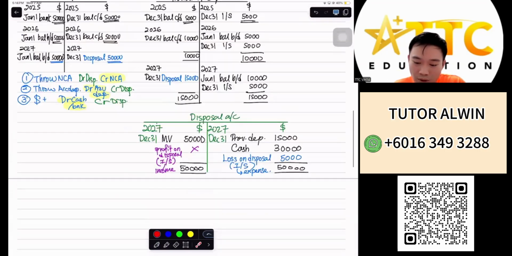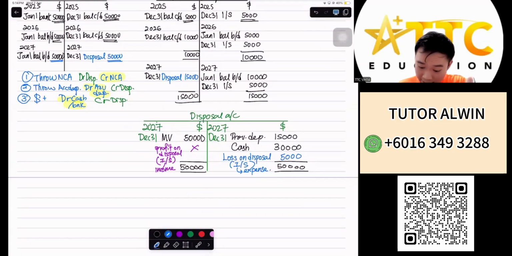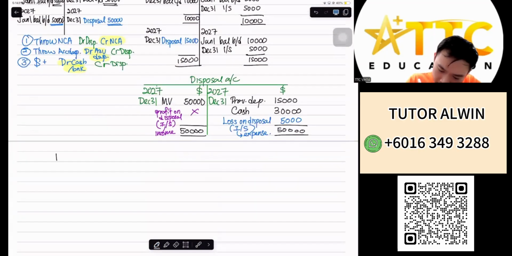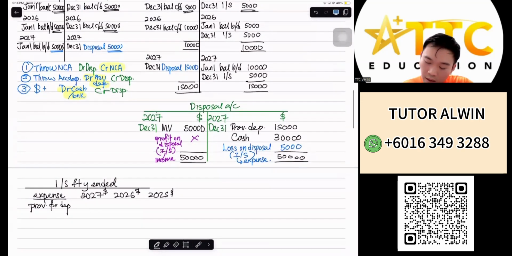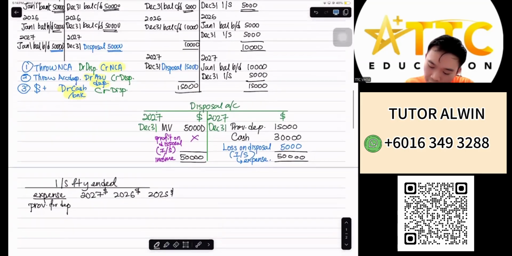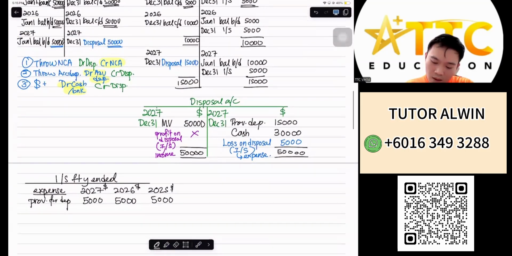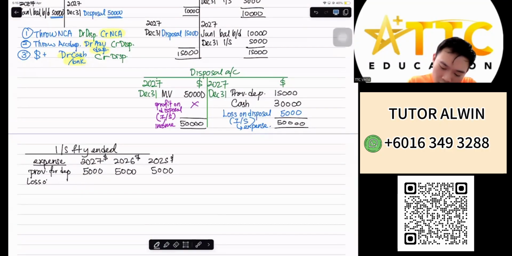So if I were to produce the income statement for all the years, it will look like this. Okay, income statement for the year ended. Well, everything is an expense. 2027, 2026, 2025, dollar sign. Okay, one of them is the provision for depreciation. 2027, we still have 5,000. Every year has a 5,000. And then we have a loss on disposal. That will be in 2027, 5,000 again.